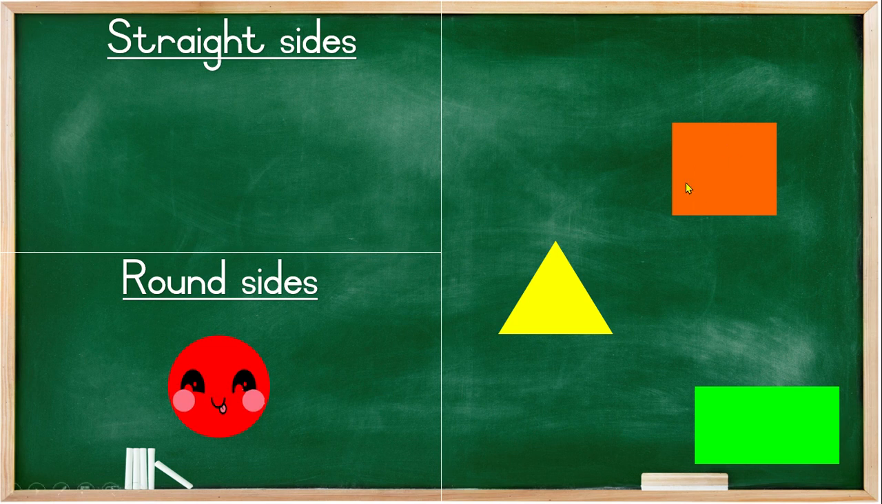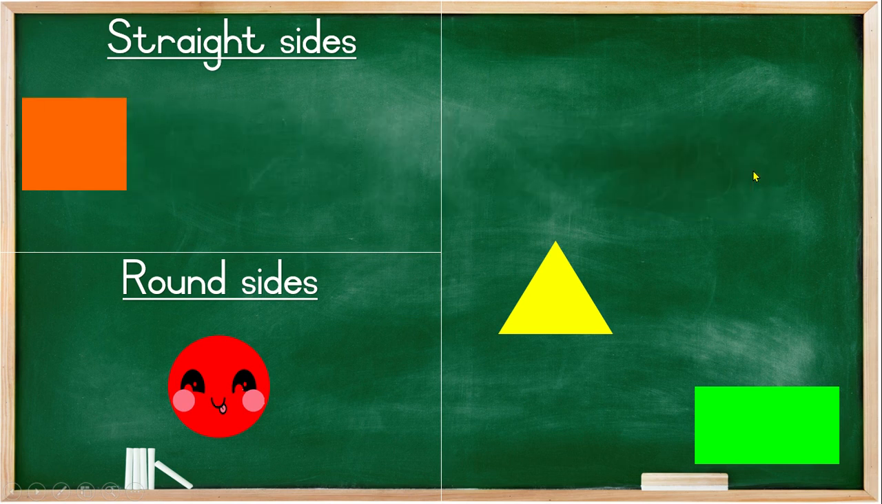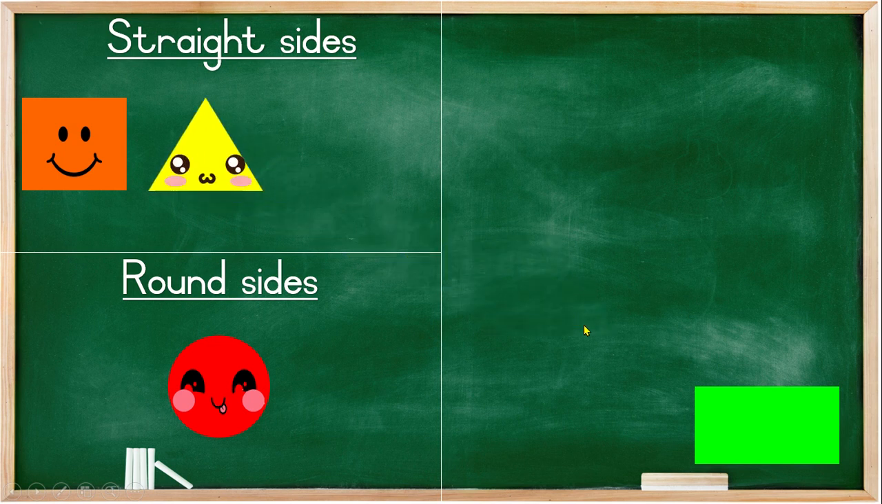Now we have the square. Square has 4 corners and 4 straight sides that are the same length. So this must be straight sides box. Oh, look, it's Sally Square. Now, if you look at the triangle, we see the triangle has three straight sides and it has three corners. This triangle is Tommy Triangle.